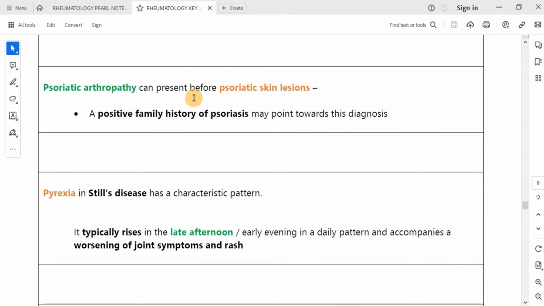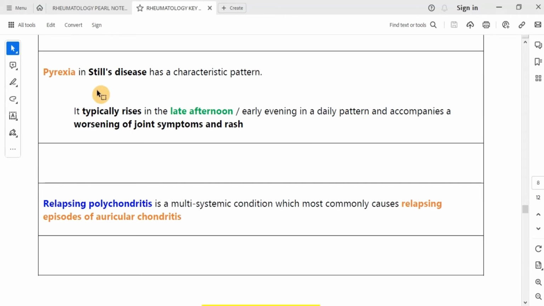Psoriatic arthropathy can present before psoriatic skin lesions. A positive family history of psoriasis may point towards this diagnosis. Pyrexia in Still's disease has a characteristic pattern. It typically rises in the late afternoon, early evening in a daily pattern, and accompanies a worsening of joint symptoms and rash.